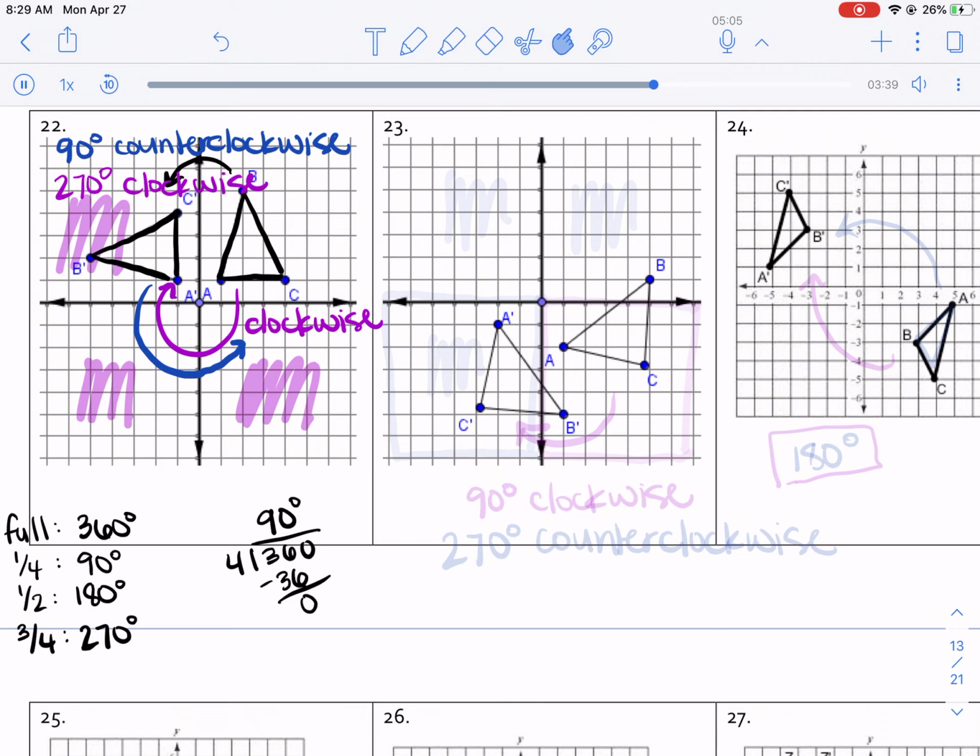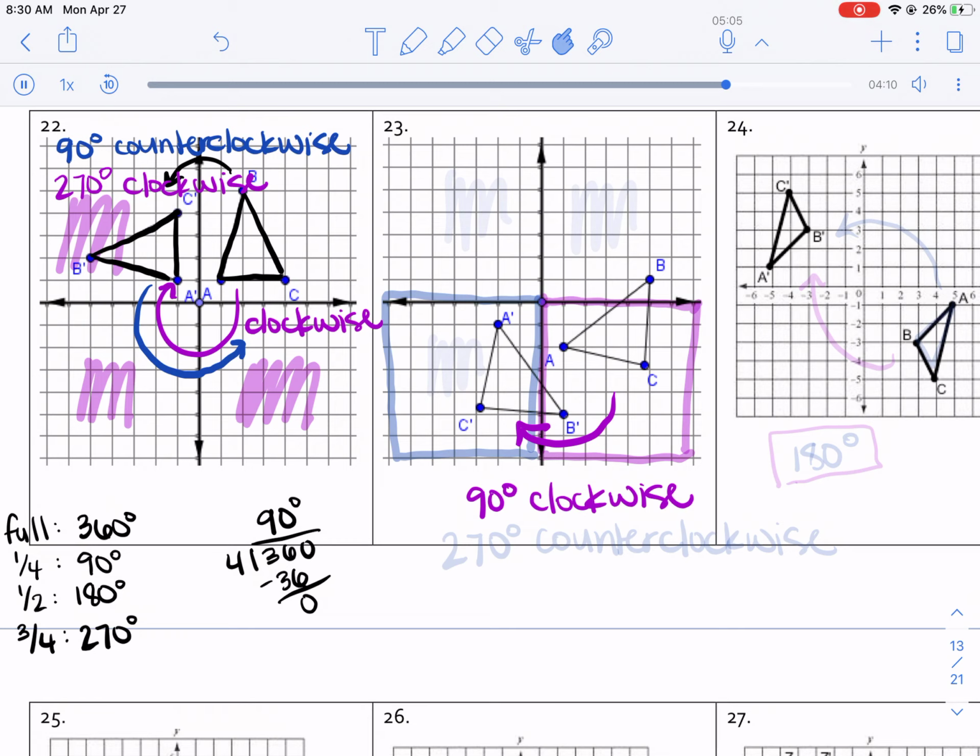Let's do number 23 real quick. Our triangle ABC is mostly in this quadrant over here. And then it moves over that way to this quadrant right here. So it is moving one turn, and it's actually moving clockwise. So we know it's going to be 90 degrees because it's only one turn, and it's moving clockwise.